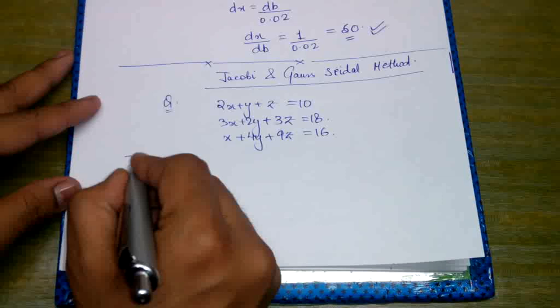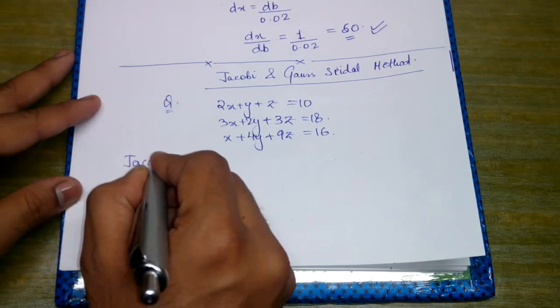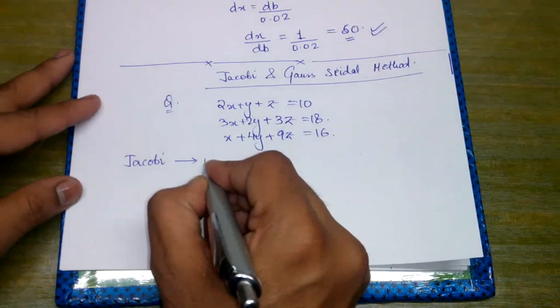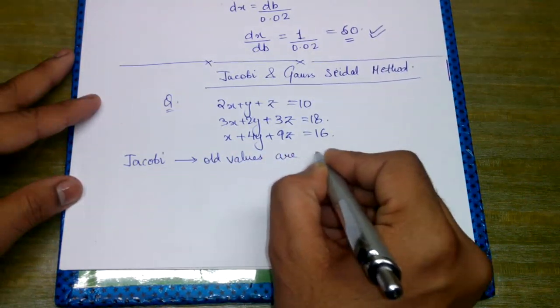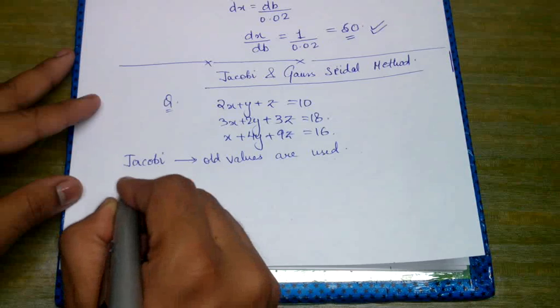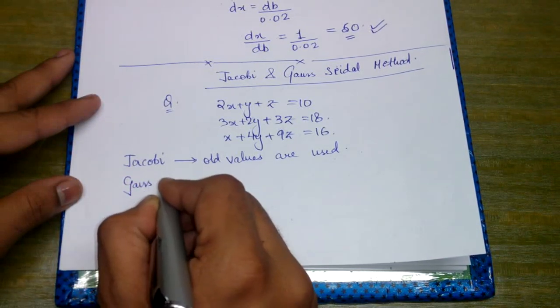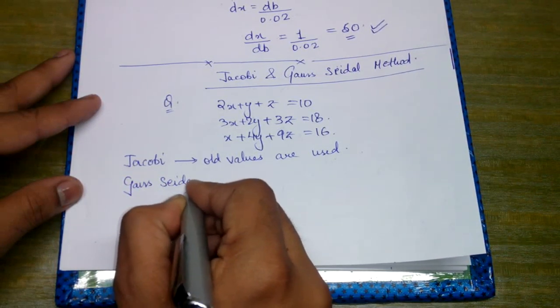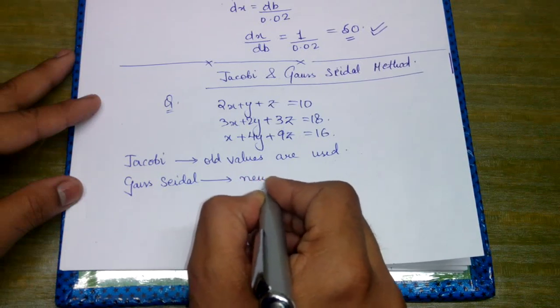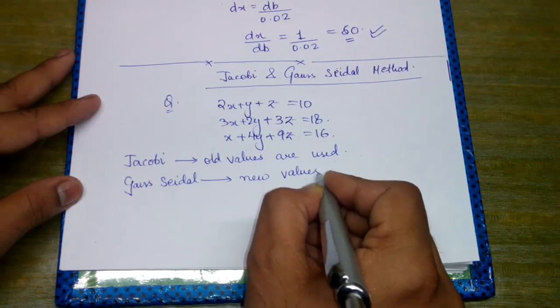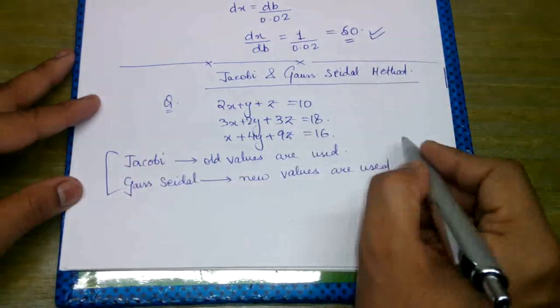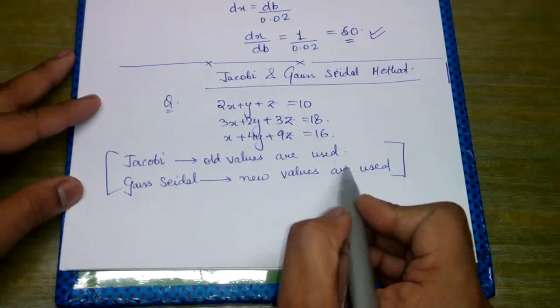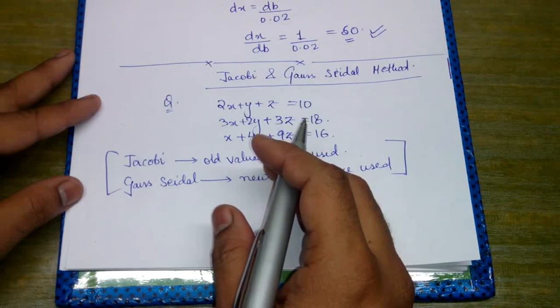But we have to remember one thing, that in case of Jacobi, old values are used, whereas in case of Gauss Seidal method, new values are used. Okay, so old values are used in Jacobi method, whereas new values are used in Gauss Seidal method.